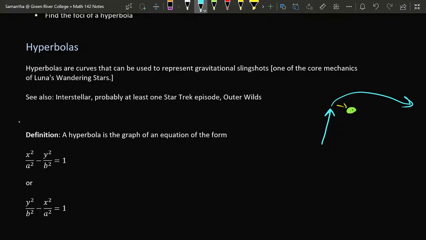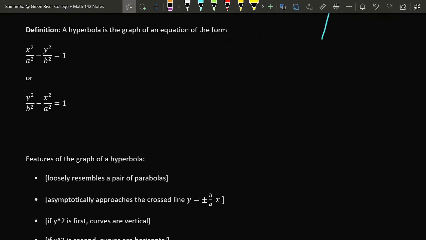Now, the hyperbola is the name of the curve that is traversed by an object as it goes through a gravitational slingshot maneuver. You've seen gravitational slingshots before, probably at least once. I think they've come up in Interstellar, almost certainly in at least one Star Trek episode. You can do it yourself if you play Outer Wilds. This is one of the core mechanics of the game Luna's Wandering Stars, for example. Now, a hyperbola is very similar to an ellipse, except instead of having a plus sign between the two fractions, you have a minus sign between the two fractions.